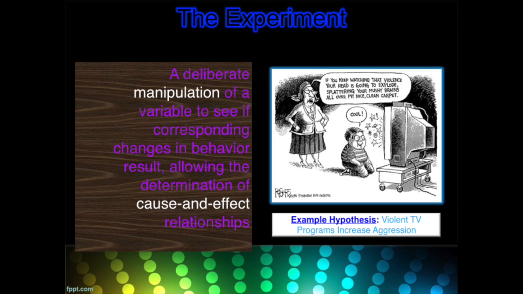As you know, one of the steps in the scientific method is to formulate a hypothesis. So let's say that we have a hypothesis that violent TV programs increase aggression. What we would need to do is manipulate whether or not people got to watch violent TV and then observe their aggression levels as a means of seeing if there is a relationship between violent TV and aggression. And so in the experiment, the manipulation of a variable is done to see if corresponding changes in behavior result. And it is that manipulation of the variable and the control that we have of who gets the manipulation and who doesn't get the manipulation that allows us to determine cause and effect relationships.